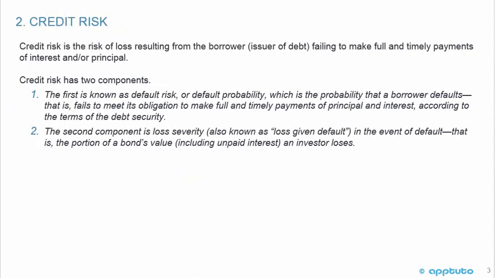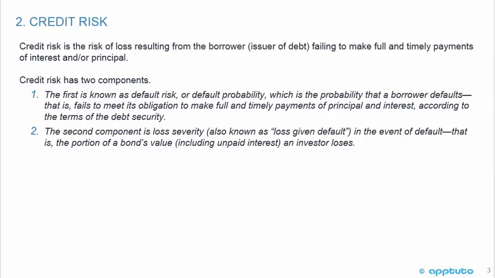Credit risk. Credit risk is the risk of loss resulting from the borrower, issuer of debt, failing to make full and timely payments of interest and/or principal. Credit risk has 2 components. The first is known as default risk or default probability, which is the probability that a borrower defaults. That is, fails to meet its obligation to make full and timely payments of principal and interest according to the terms of the debt security.